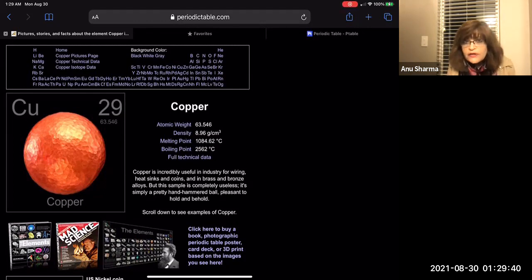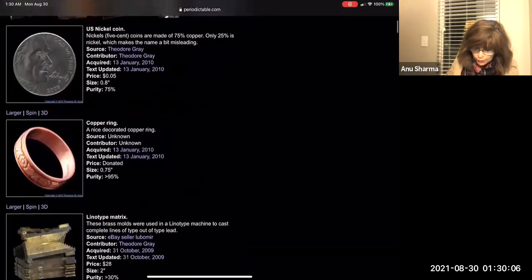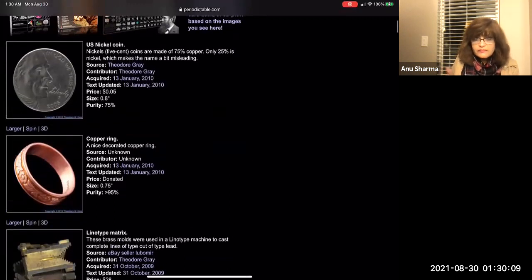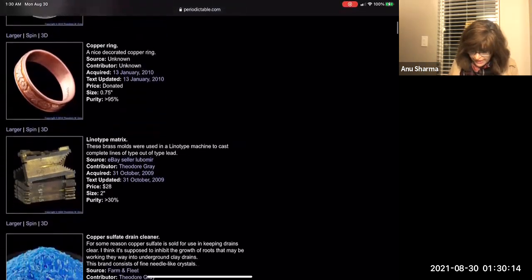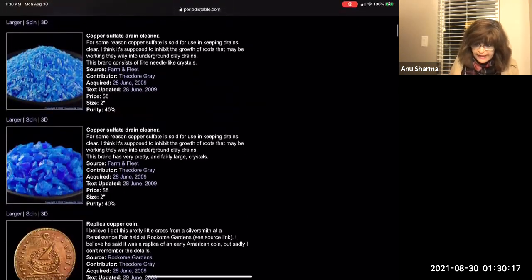Okay, overall the density of copper is 8.96 grams per centimeter cube, which means that it is going to sink in water. Look at the melting point, it's very high, roughly 1084 degrees Celsius. Boiling point is about 2500 degrees Celsius. So that means that it's not going to melt easily. We all know that copper is used in making copper coins and copper rings, and it has another property.